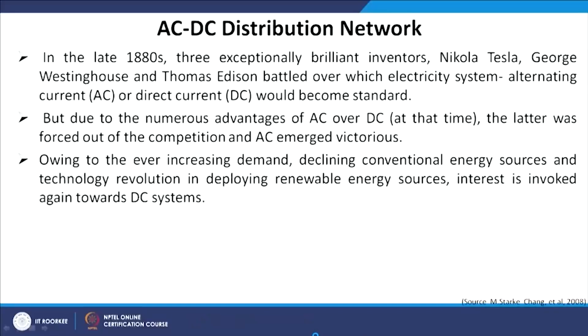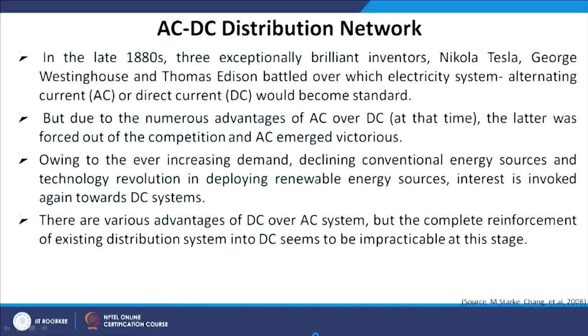Owing to the ever increasing demand, declining conventional energy sources and technology revolution in deploying renewable energy sources, interest is invoked towards DC grid again. Though we have mentioned that the AC system is considered to be the victorious one, looking into the current scenario of maximum renewable penetration into the system, slowly the DC grid is taking the upper hand over AC. But that being said, we cannot absolutely replace the AC system. They have to exist together and simultaneously.